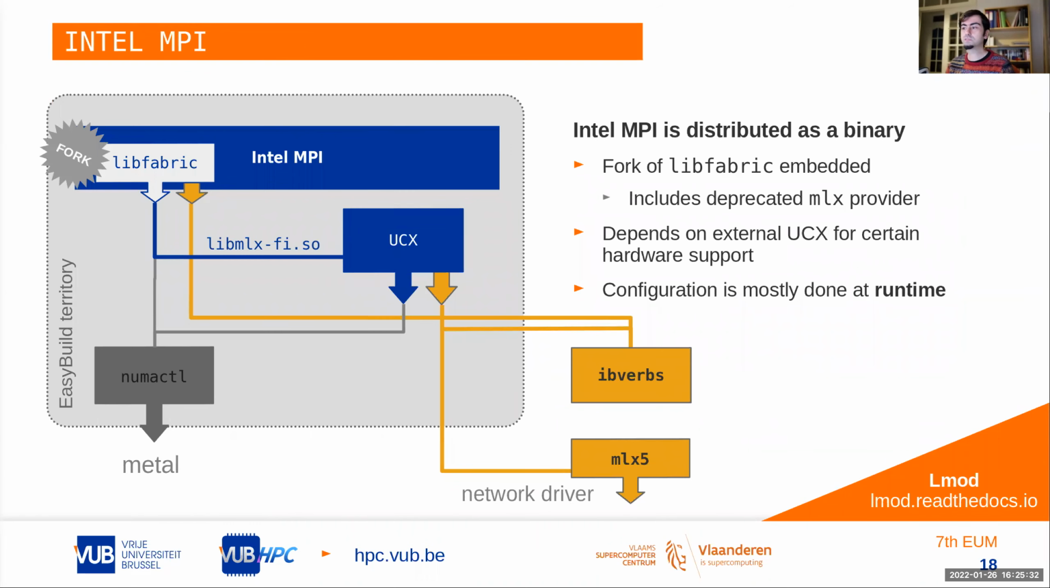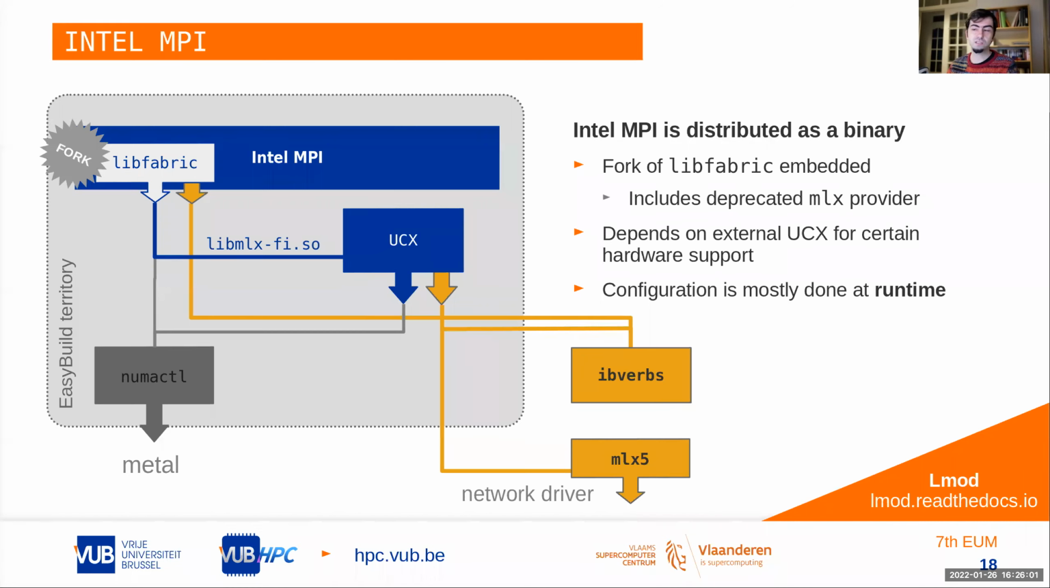So on the Intel side, because there's the MPI implementation of Intel, things are simpler because Intel MPI is distributed as a binary, so there's nothing to configure and compile. But Intel MPI still has a dependency on UCX, and that's because Intel MPI supports the Mellanox drivers through UCX. So you will need UCX to support Mellanox cards if you have those.